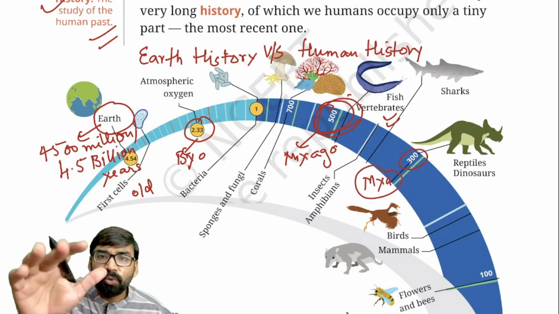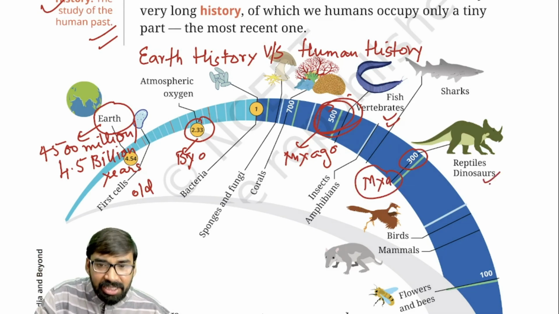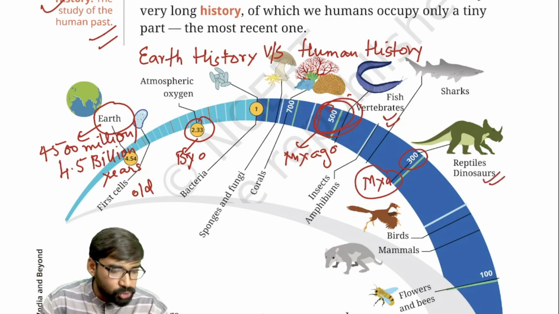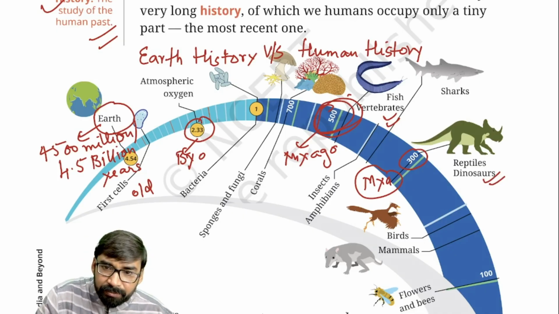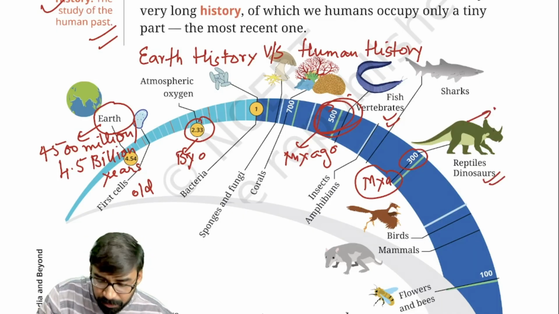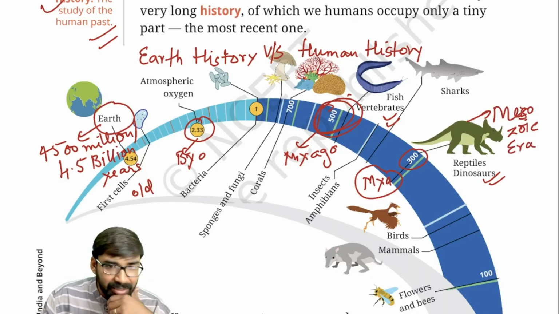Now what was the most important development here? The most important development, as you can see here, reptiles and dinosaurs emerged. In geography it is called as, इसको क्या कहा जाता है? It is called as Mesozoic era. Mesozoic era, ये याद रखिएगा.